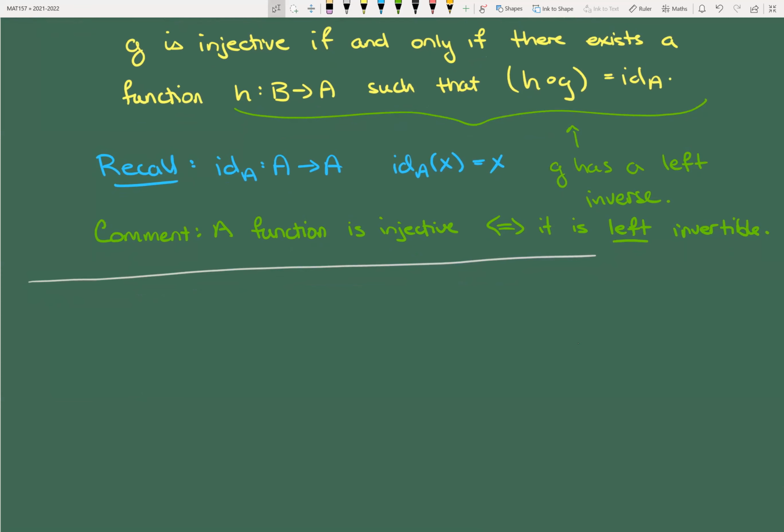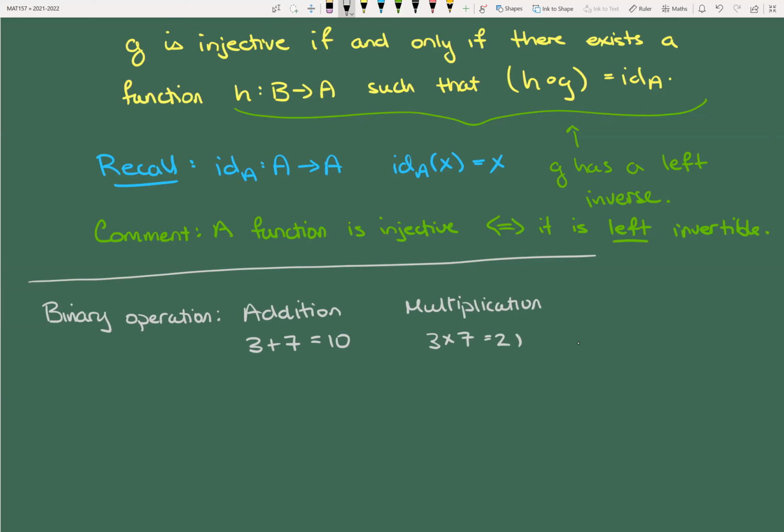So when you have a binary operation, okay, a binary operation is just anything that eats two of something and produces something else. So for example, addition is a binary operation, right? Because it eats two numbers and produces one out. Multiplication is a binary operator because it eats two numbers and produces one out. Function composition is also a binary operator.